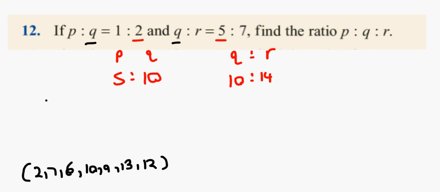Do a bit of a meld. Whoop. That didn't work out quite as I would have liked. There you go. 5 is to 10 is to 14. That's your answer. You're done. Everybody okay with that? Yeah.